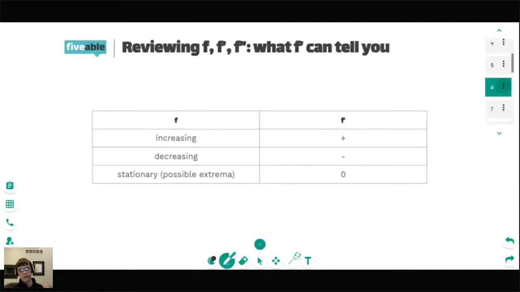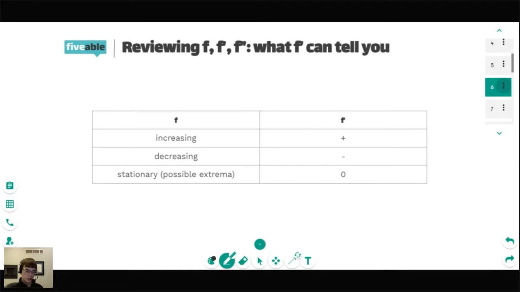So let's look first at what f prime can tell you based on a graph. Of course, because the derivative is the instantaneous rate of change of a function, if a function is increasing, therefore the derivative, or that instantaneous slope, will be positive as it moves tangent with the line. So if a function is increasing, its derivative will be positive. And if a function is decreasing, therefore its derivative will be negative.